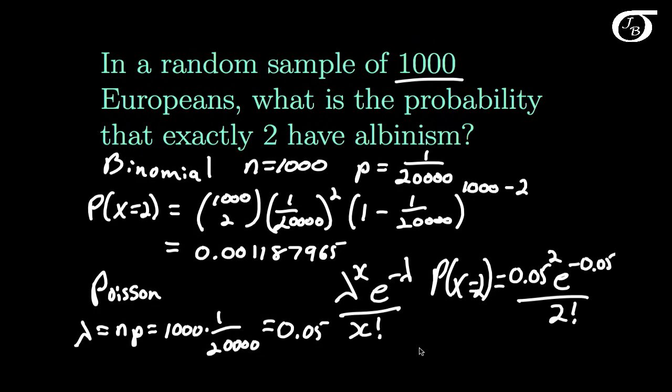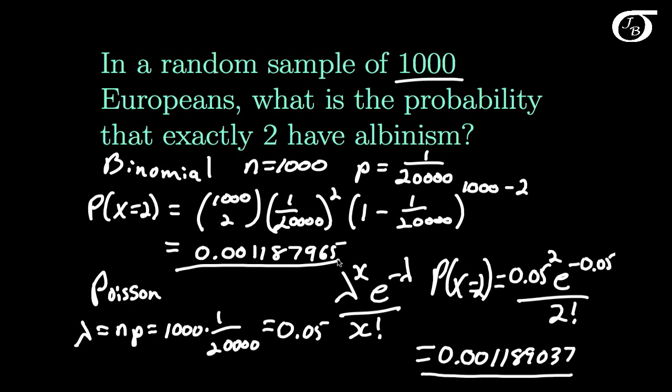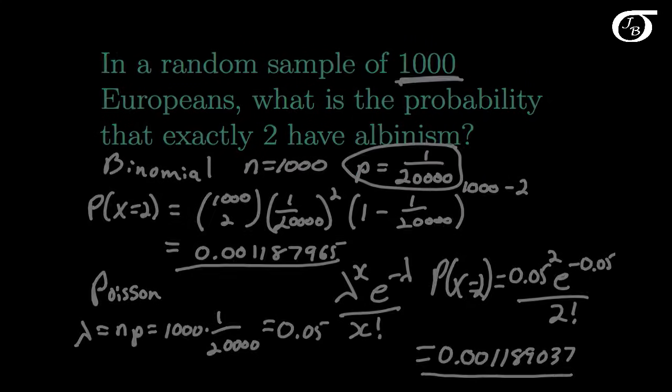Put that into your calculator or computer, and you'd see that this is equal to 0.001189037. And the value we get from the Poisson approximation is very close to the true value from the binomial distribution. And that's true in this case because we had such a large n and a very small p. So the Poisson approximation is going to be very reasonable in this particular case.